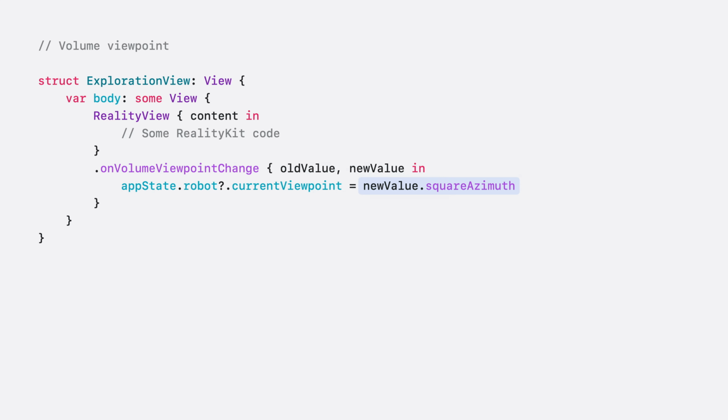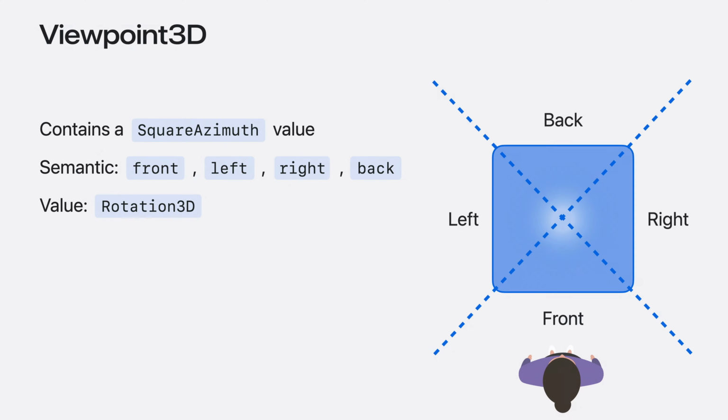I use the square azimuth value of the viewpoint. This type normalizes the position around a volume to one of 4 values, representing the 4 faces of the volume. The 4 sides of the square azimuth provide semantic values for front, left, right, and back. These semantic values also include a specific rotation 3D, which can be applied directly as a rotation onto views and entities.